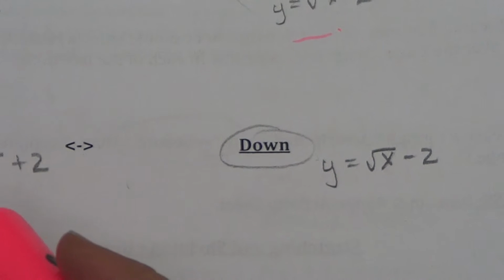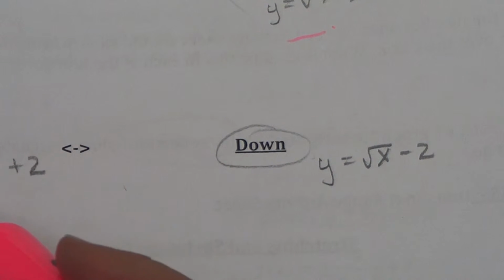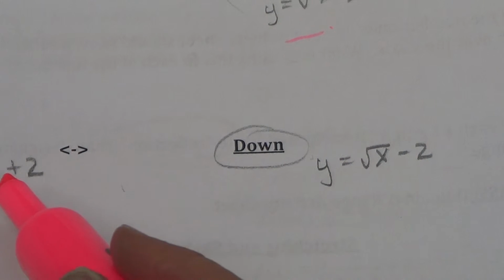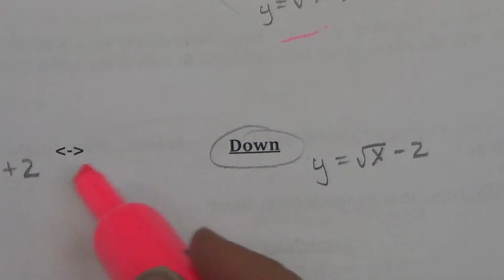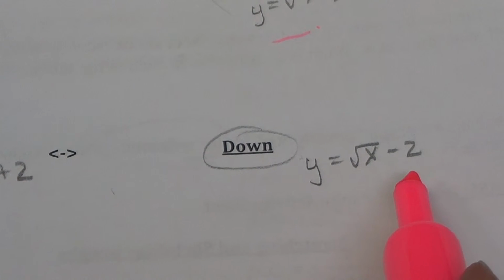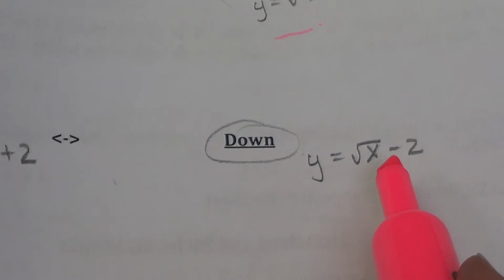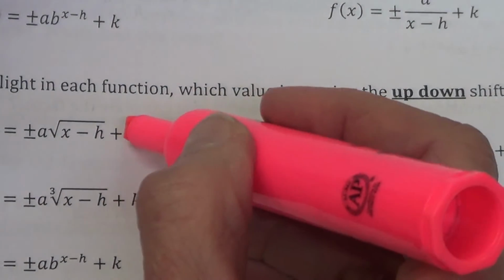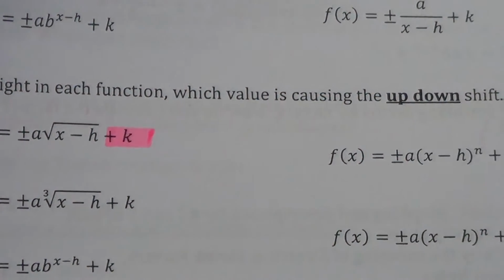Now it asks highlight what part causes the up down. We notice it's the number after the square root. That seems to be influencing an up or down shift. So looking at our formula, that would be the K value for that one.